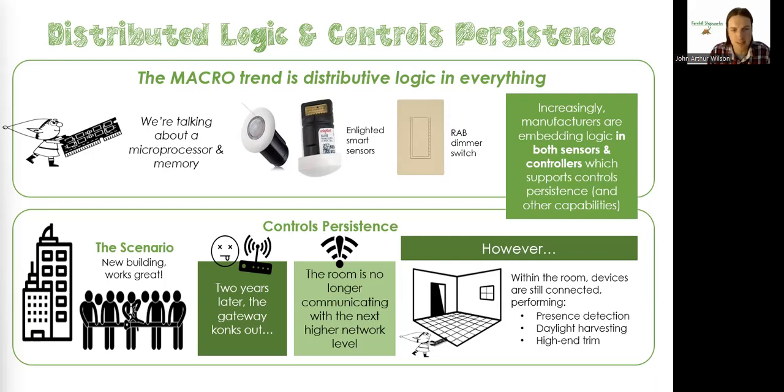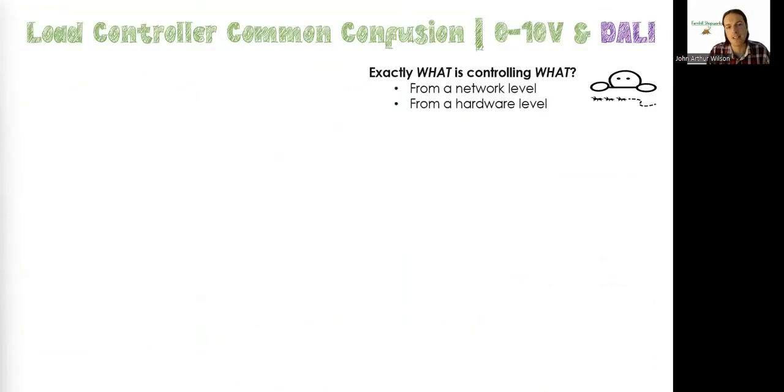I'm a complete component. I'm independent, right? They're independent and capable of acting without that direct connection. So that's what we're talking about when we say controls persistence. It's important not just for the energy savings, it's really important for occupant comfort and safety, and just all of the above. So that was the distributed embedded logic side of it.